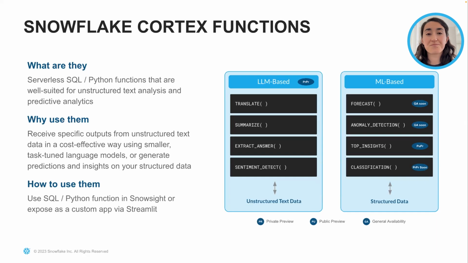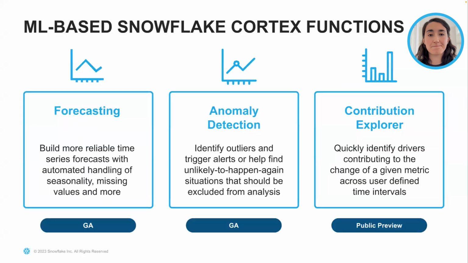and BI tools. Snowflake Cortex functions include LLM-based functions like translate and summarize, but also ML-based functions like forecast and anomaly detection. The Snowflake Cortex functions we'll look at today include a time series forecasting function to help us predict just how many sensors we'll have 5 months from now, and an anomaly detection function to monitor the quality of our data. We also have a function called Contribution Explorer, which can help you quickly identify drivers to changes in a key metric. For example, which region of mine saw the largest increase in sensor count?